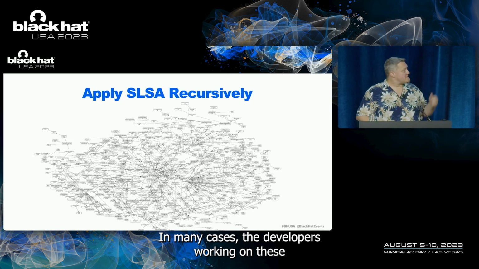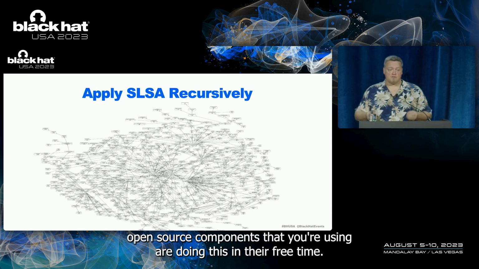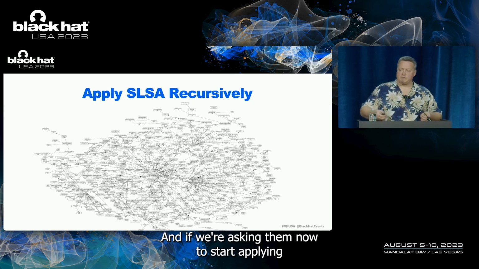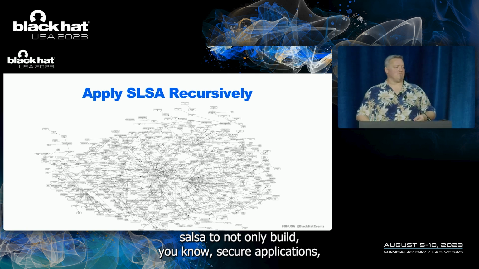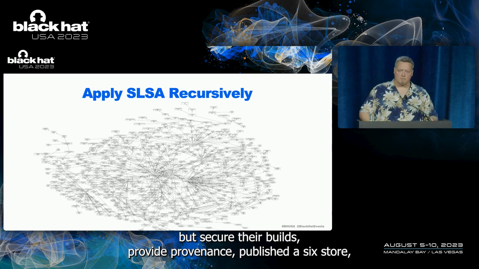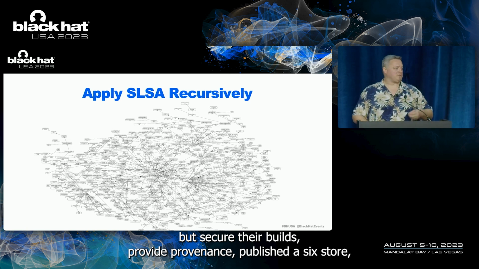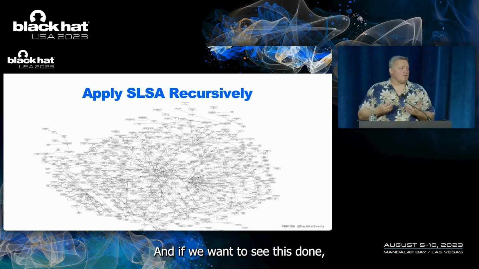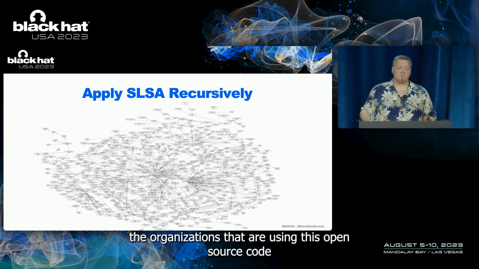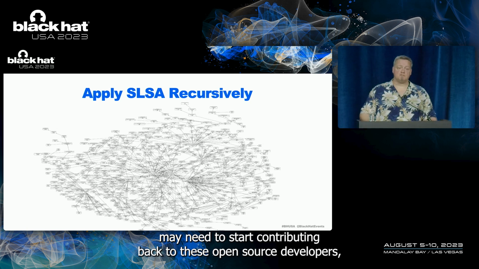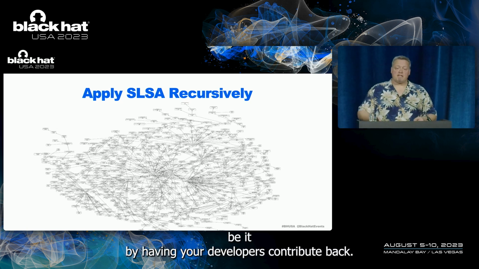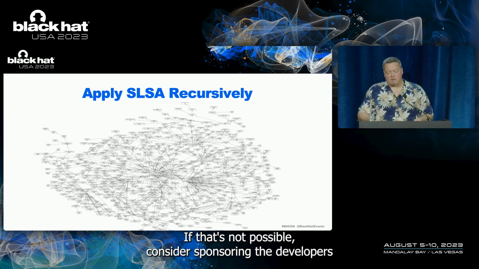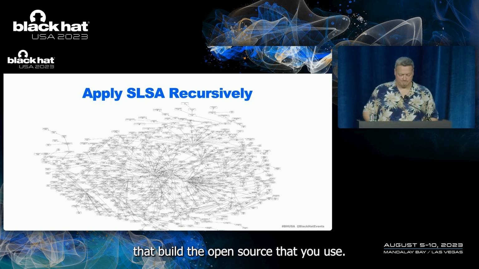In many cases, the developers working on these open source components that you're using are doing this in their free time. They're volunteers. And if we're asking them now to start applying SLSA to not only build secure applications, but secure their builds, provide provenance, publish to SigStore, that's a lot of effort. And if we want to see this done, the organizations that are using this open source code may need to start contributing back to these open source developers, be it by having your developers contribute back. If that's not possible, consider sponsoring the developers that build the open source that you use.